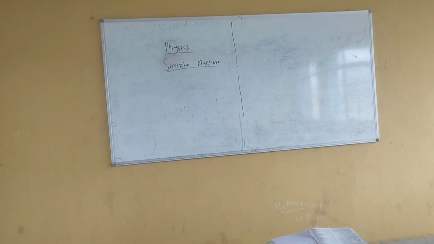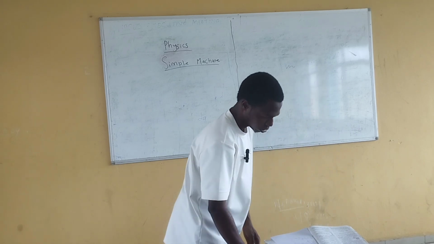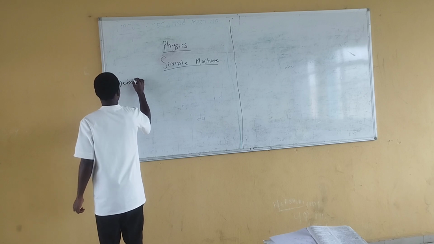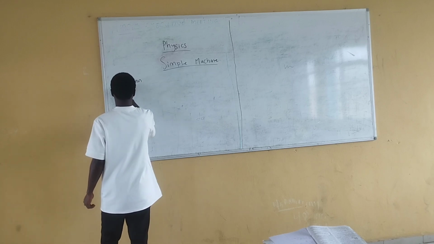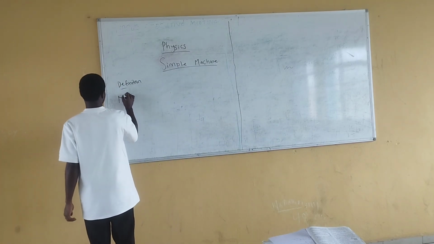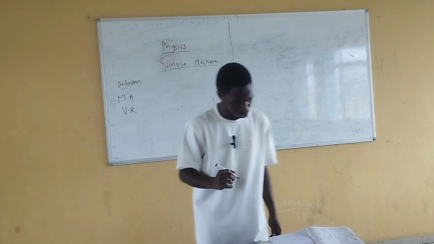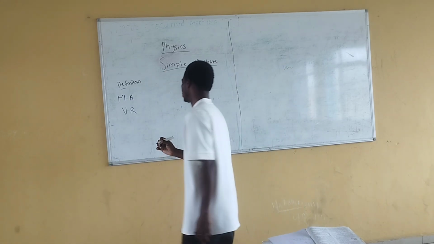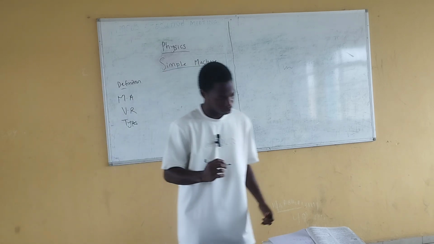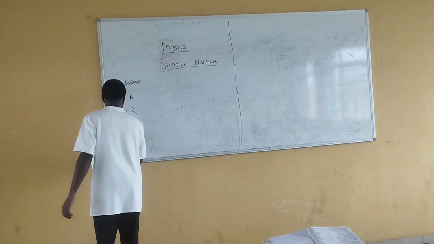Okay, let's start. For simple machine, first things first, we'll be doing the definition of machine. After definition, we'll talk about MA, mechanical advantage. Then we talk about VR, that is velocity ratio. After velocity ratio, we'll talk about types of machine. Then after that, we talk about efficiency. Then we close for machine efficiency.